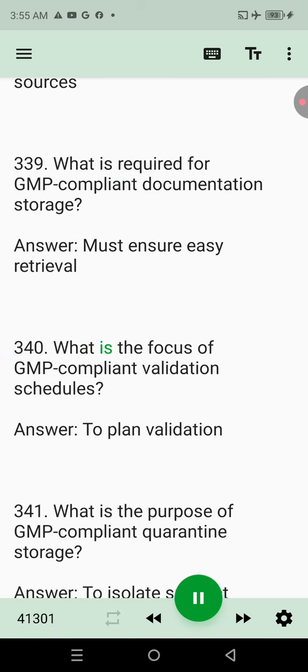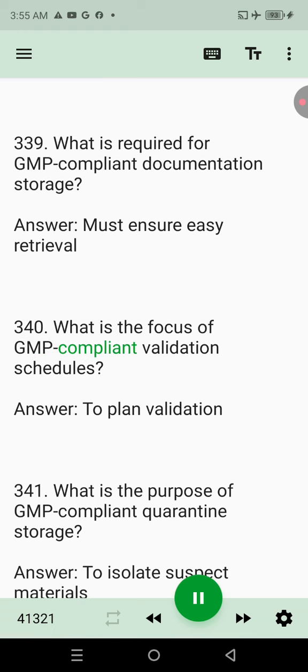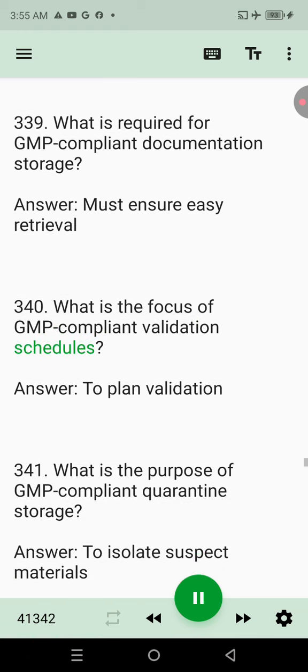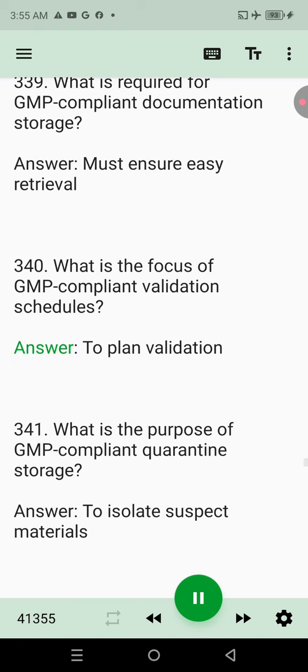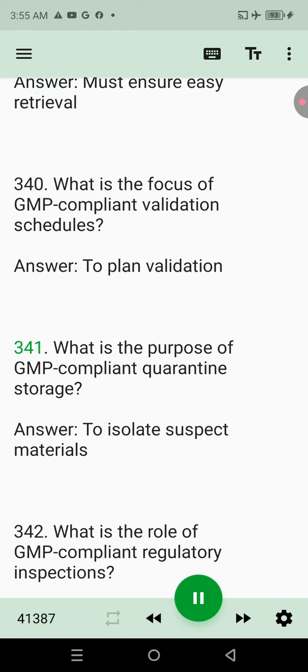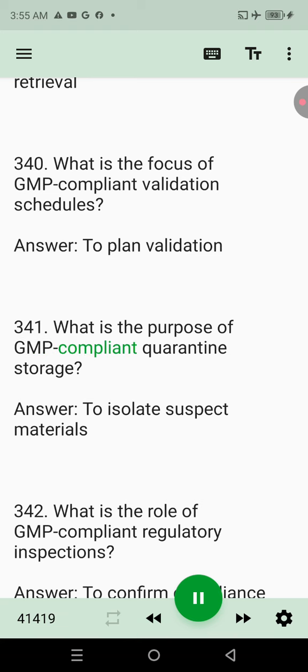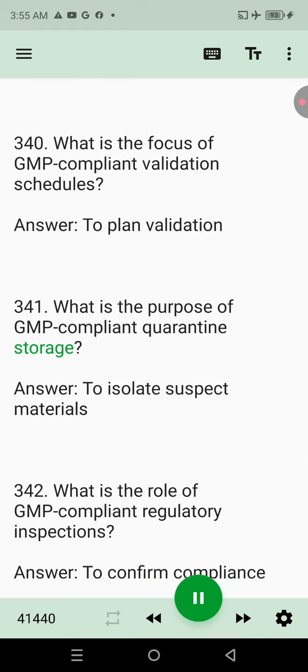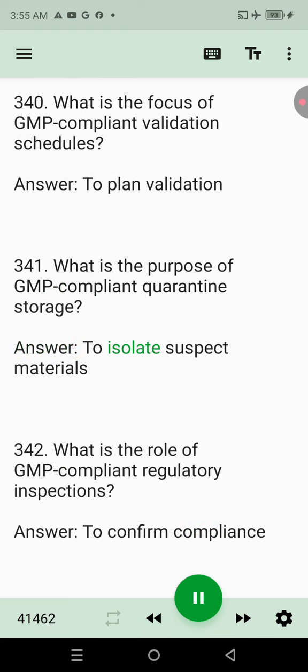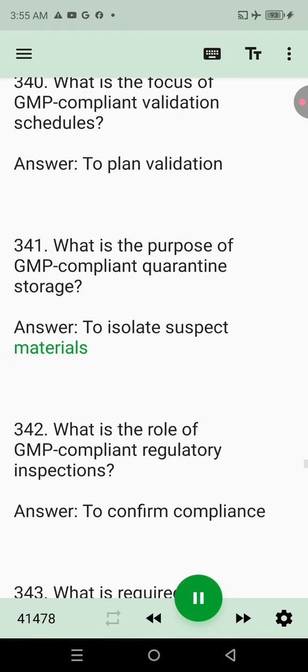340. What is the focus of GMP-compliant validation schedules? Answer: to plan validation. 341. What is the purpose of GMP-compliant quarantine storage? Answer: to isolate suspect materials.